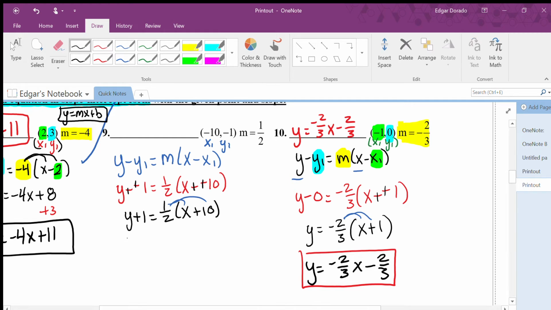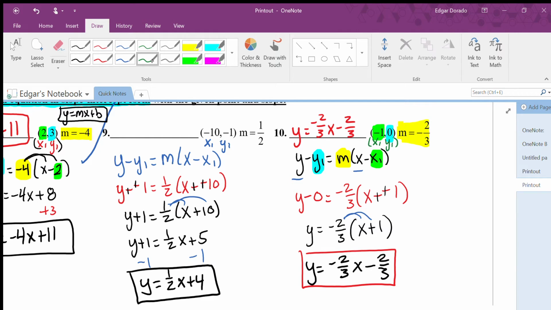So what do I get? I get y plus 1 equals 1/2 x plus 5. And then I almost have the y all by itself. I just have to get rid of the 1 here. So I really have y equals 1/2 x plus 4. And I do believe that was the exact same answer we had up top. Y equals 1/2 x plus 4.